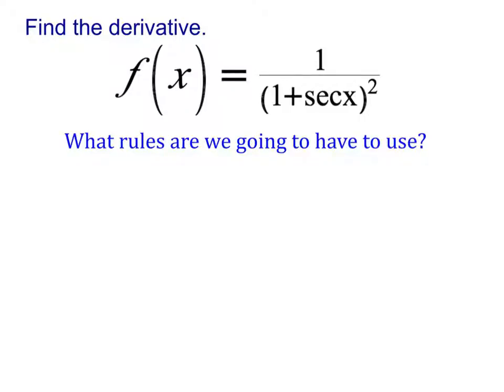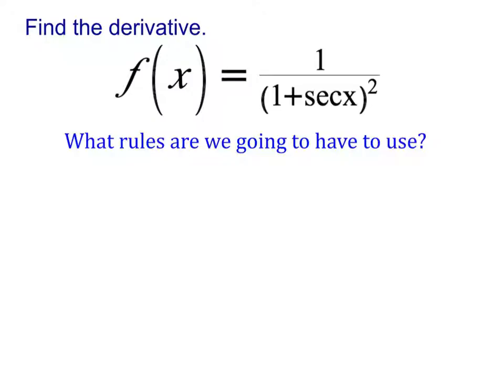All right, so for this problem, we have 1 over 1 plus secant x squared. And the first thing we've got to do is figure out what rules we're going to need to use. It's kind of like envisioning a road map through this problem. How are we going to approach it? Which rules do you see us potentially needing to use?